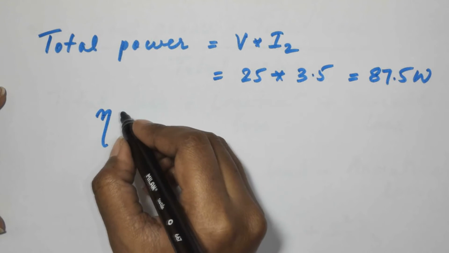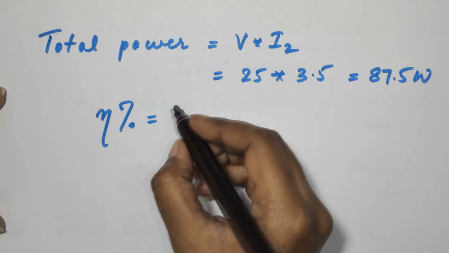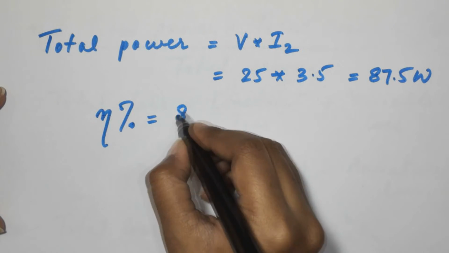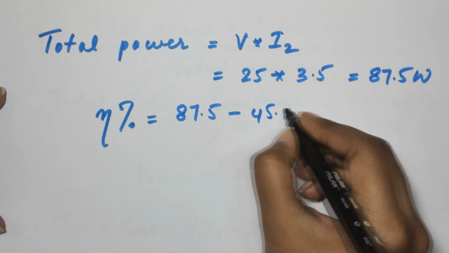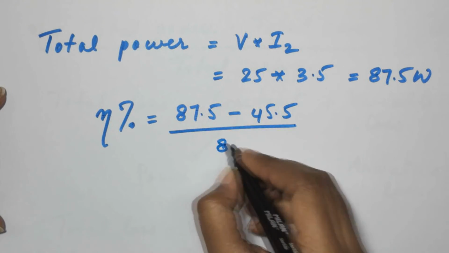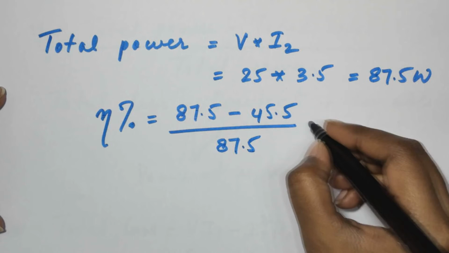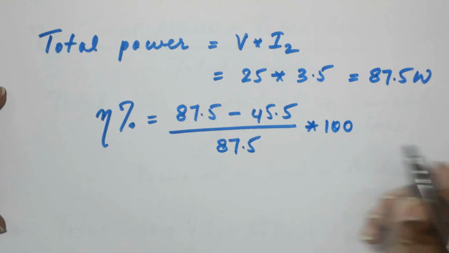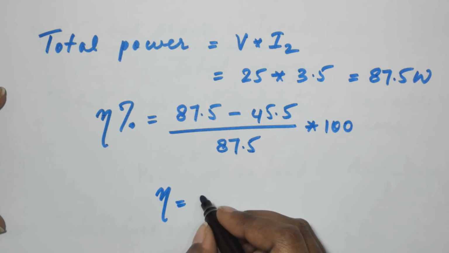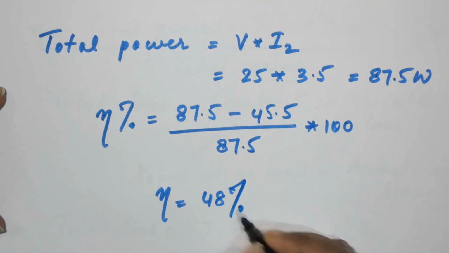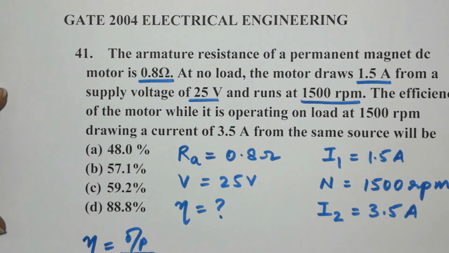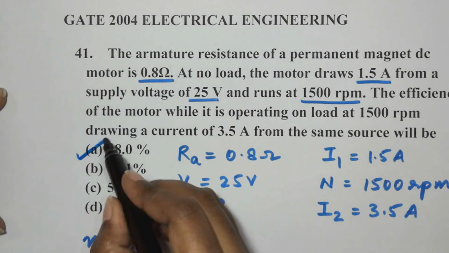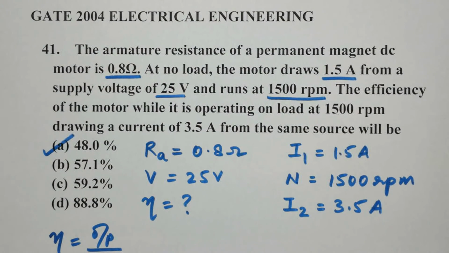Now let's substitute these two parts into the efficiency. Now efficiency in percentage, let's calculate directly. So that would be the total power 87.5 minus the total losses 45.5 divided by total power 87.5 times 100 to give us the efficiency. So the efficiency would be 48%. Now looking into the options, 48% matches with option A. So for this question, the final answer is 48%.